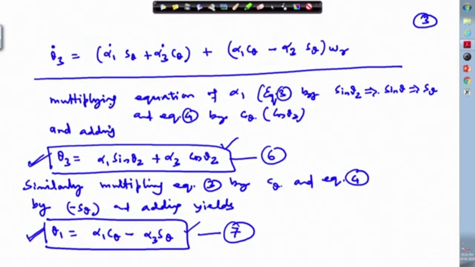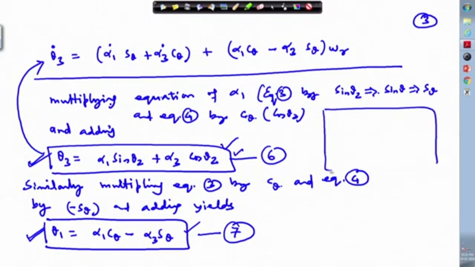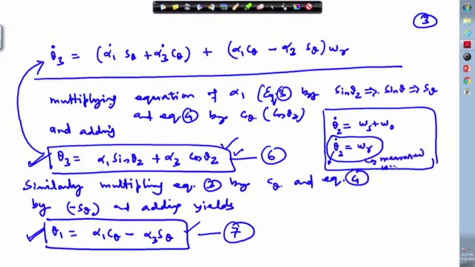In the same way, by differentiating this theta 3 equation we get this equation. If you differentiate it you will get this equation. And here we have used theta dot written as omega s plus omega 0, and theta dot is nothing but your theta 2 dot, this is nothing but your omega r. Because this is the Euler angle and this is being measured with respect to the orbital axis, and this I have explained to you in the last lecture.